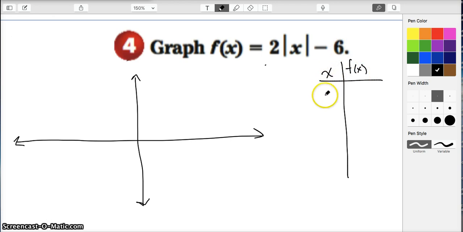Well, let me just throw some numbers in here. Let's do -3, -2, -1, 0, 1, 2, 3, and see what happens. When I plug these numbers in, when I put in -3, I end up with a 0, right? Because the absolute value of -3 is positive 3. 2 times a positive 3 is 6. 6 minus 6 is 0. When I put in a -2, I end up with -2 back because I get a positive 4 there. You see what I'm doing, right?